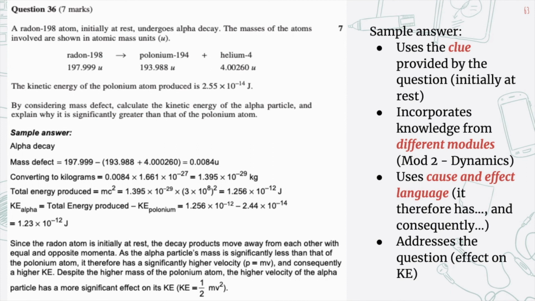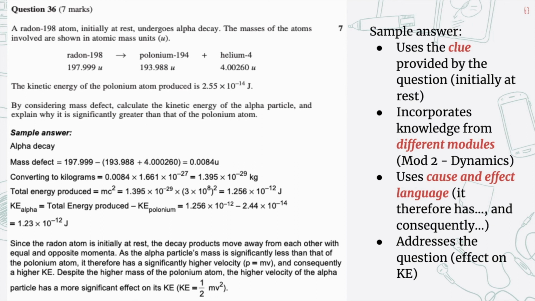And by doing so, they also use cause and effect language, which is what an explain question expects us to do. The example there, it therefore has, and consequently. These are examples of the cause and effect language that the markers are looking for in order to put you into those higher band categories.